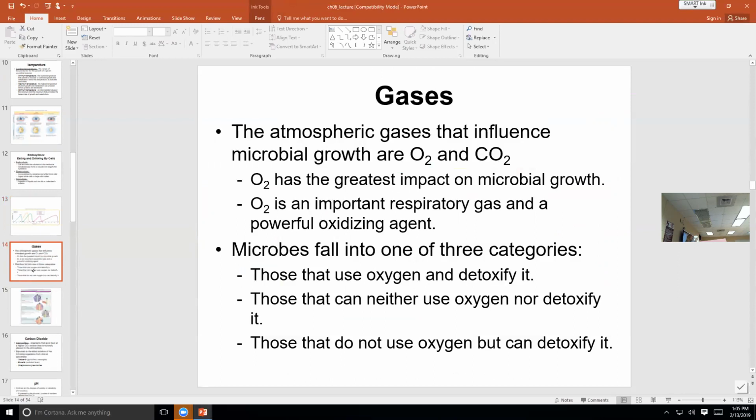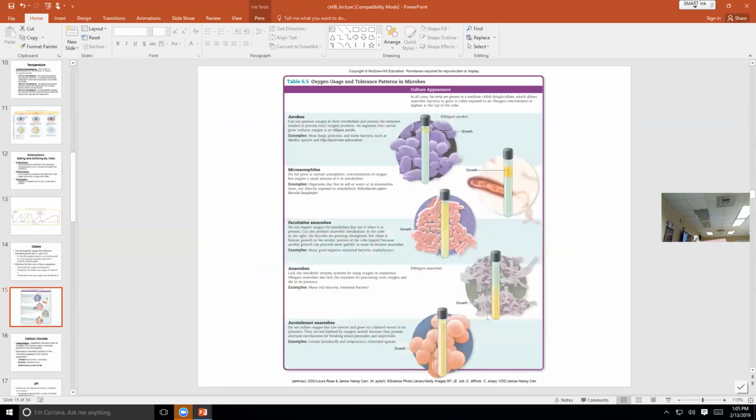But we know some microbes, and I'm going to introduce one to you right now. We know some microbes that have to have a microaerophilic environment. Have you heard this one before? Microaerophilic? A microaerophilic organism can only survive and grow in a reduced oxygen environment. It needs to have some, but it has to be very reduced.